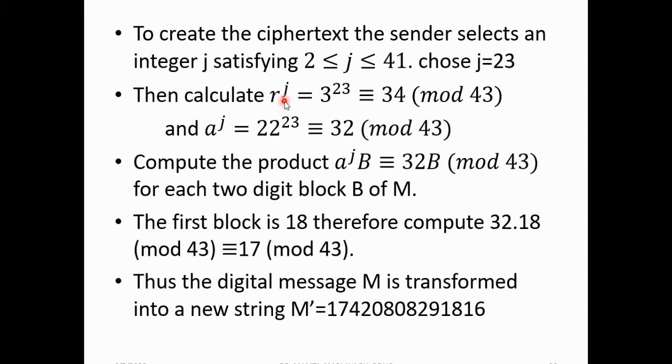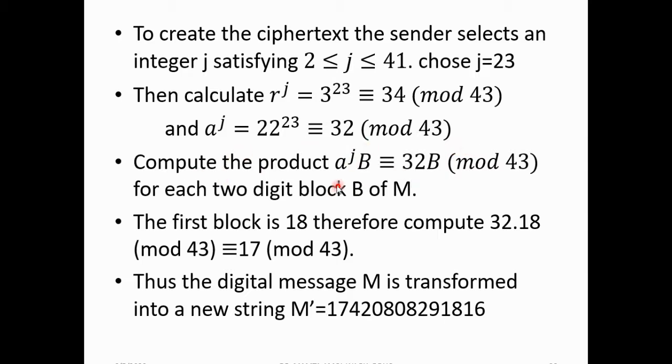Then calculate r to the power j, that is 3 to the power 23, which is congruent to 34 modulo 43. And a to the power j, which is 22 to the power 23, which is congruent to 32 modulo 43.